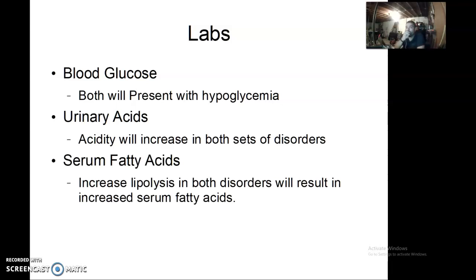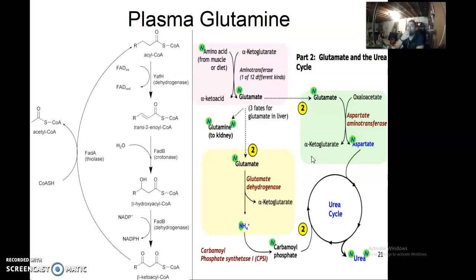Serum fatty acids are our next test. We're going to end up seeing increased lipolysis in both sets of disorders, which is going to increase the serum fatty acids. Free fatty acids will be increased in both of our disorders, with beta oxidation deficiencies or the urea cycle deficiencies. Obviously, this is not going to be effective in differentiating between the two sets. So now we move on to plasma glutamine.